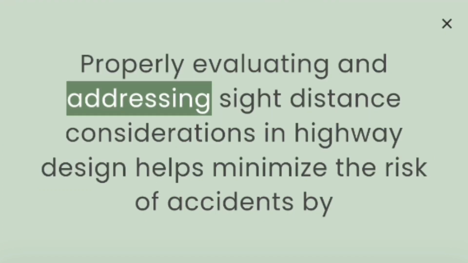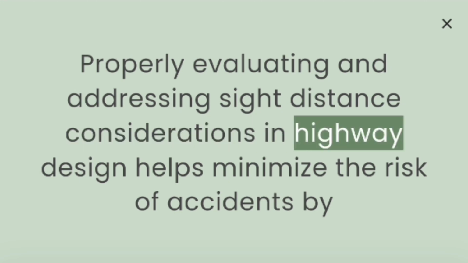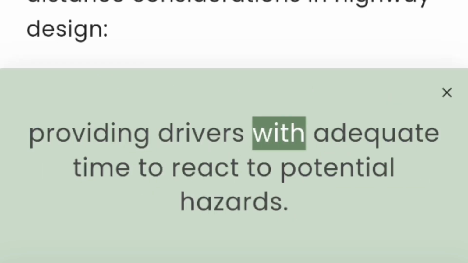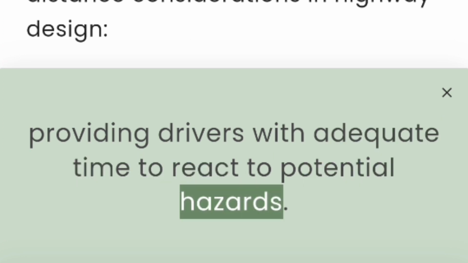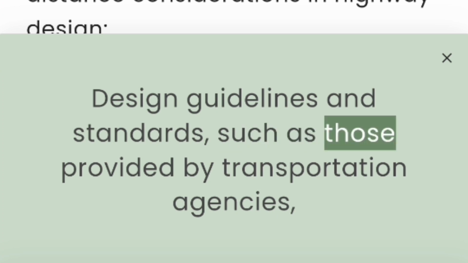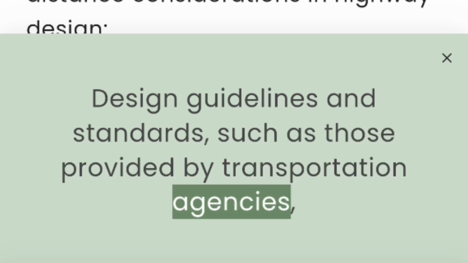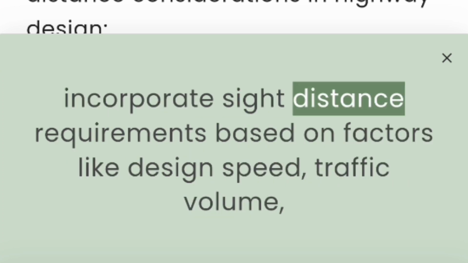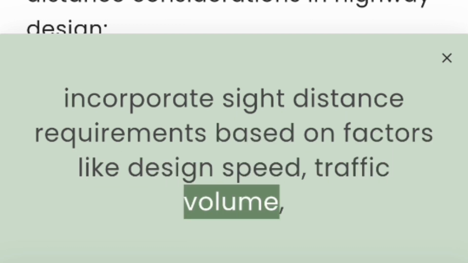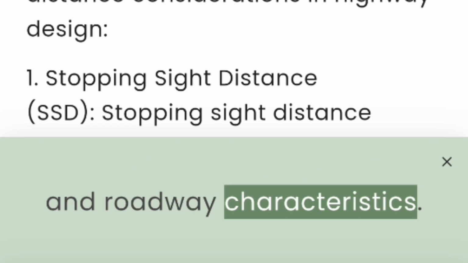Properly evaluating and addressing sight distance considerations in highway design helps minimize the risk of accidents by providing drivers with adequate time to react to potential hazards. Design guidelines and standards, such as those provided by transportation agencies, incorporate sight distance requirements based on factors like design speed, traffic volume, and roadway characteristics.